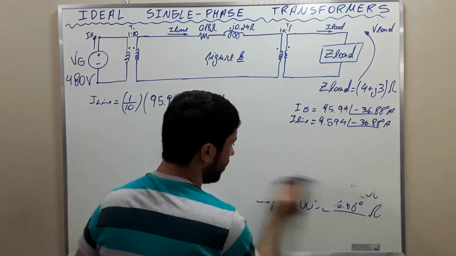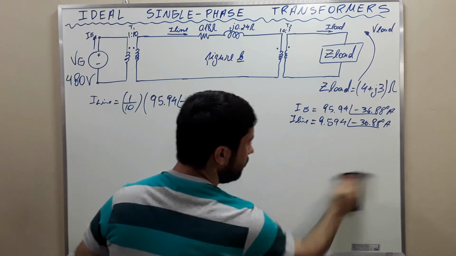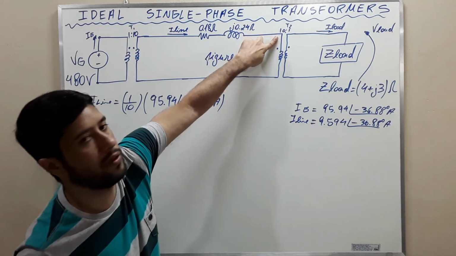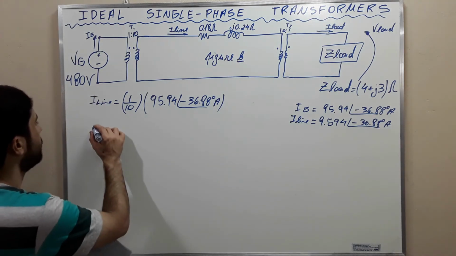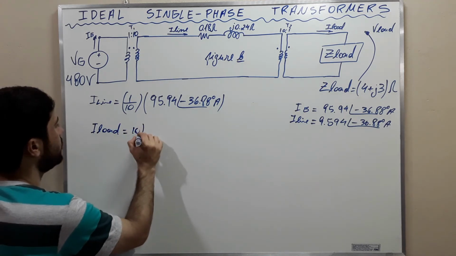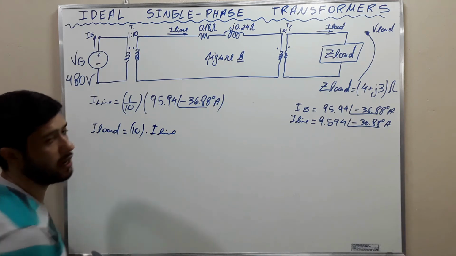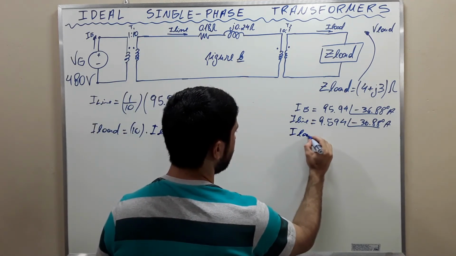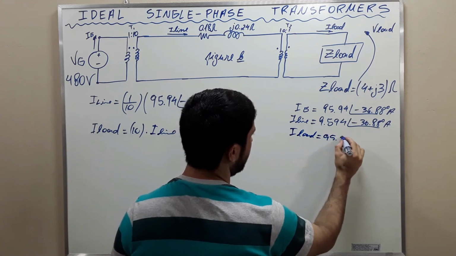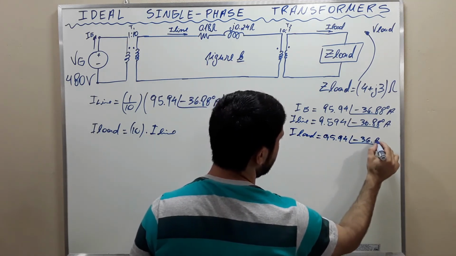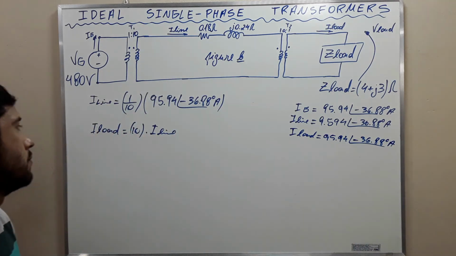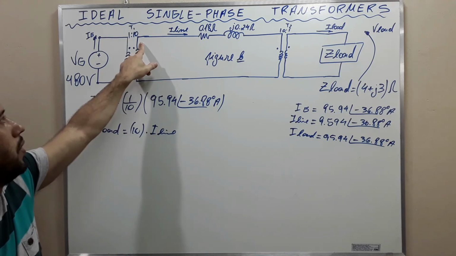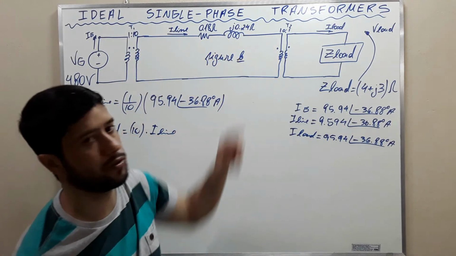The other current that we need to calculate is the current of the load. The current of the load using this turns ratio is going to be equal to 10 times the current of the line, which is then equal to 95.94 negative 36.88 degrees amperes. Observe that here there is a coincidence. The turns ratio of this transformer is equal to the turns ratio of this transformer.